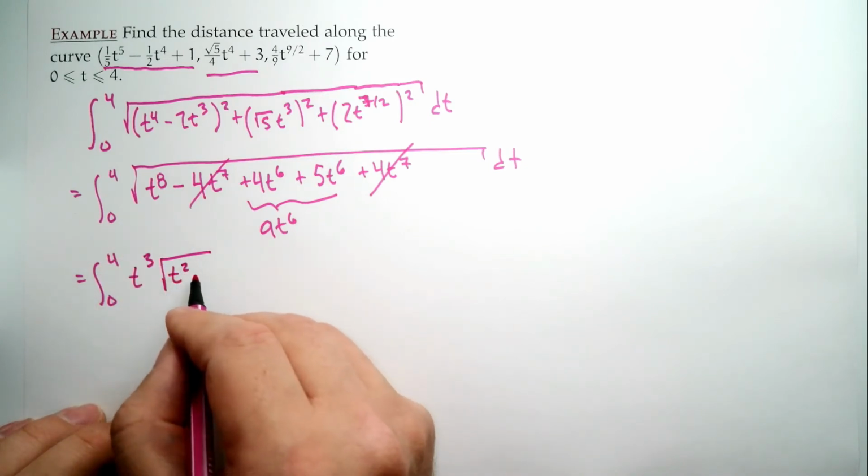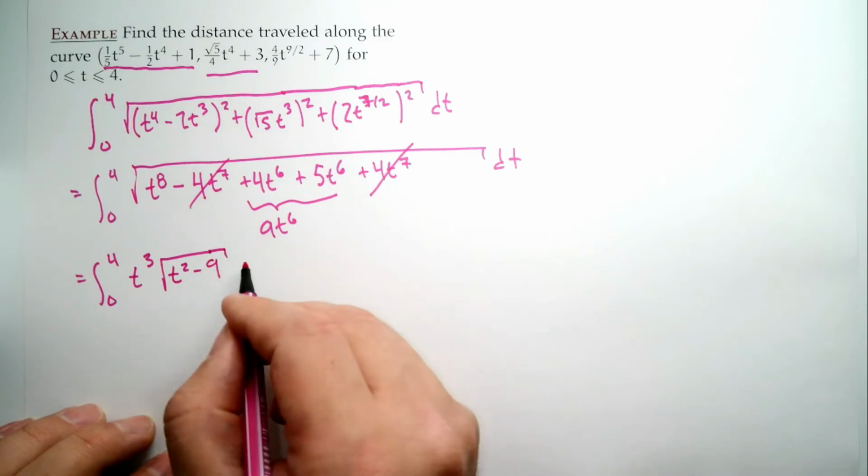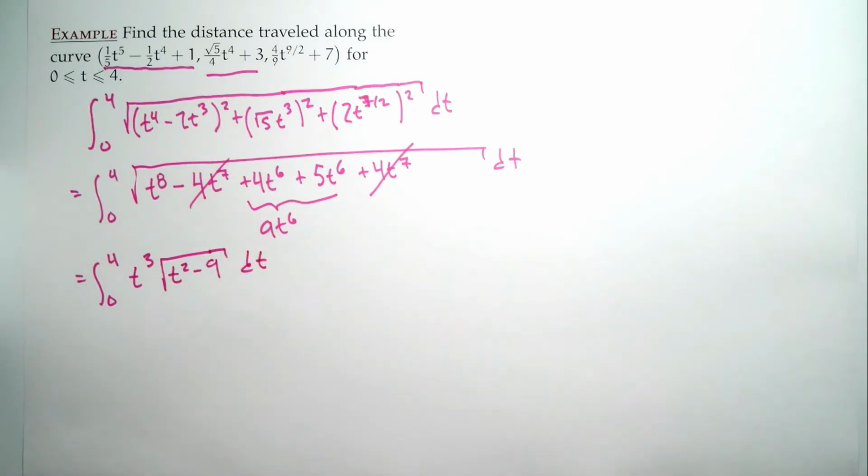All right. t squared minus 9. All right. Cool. How do we integrate this?